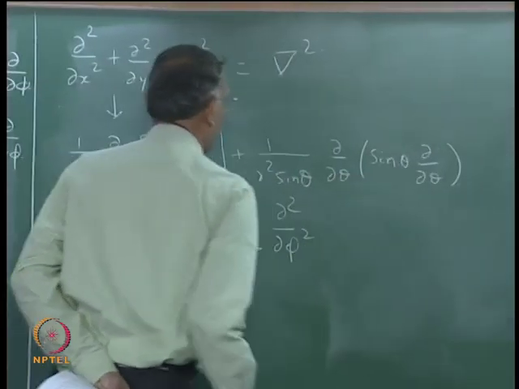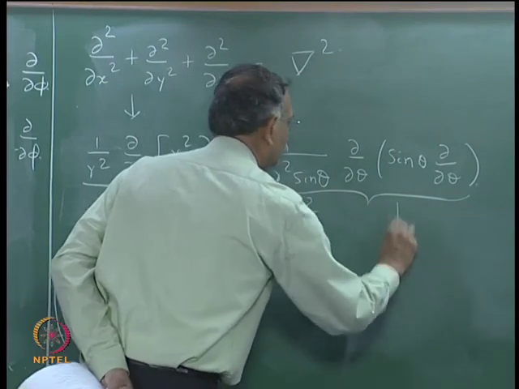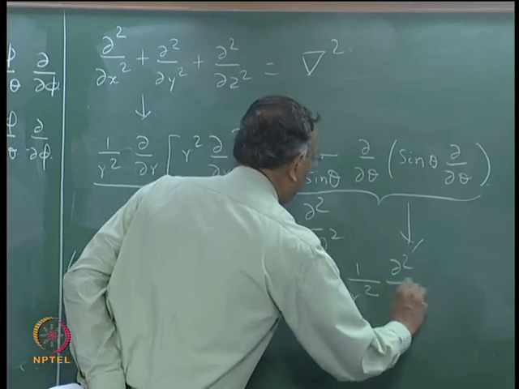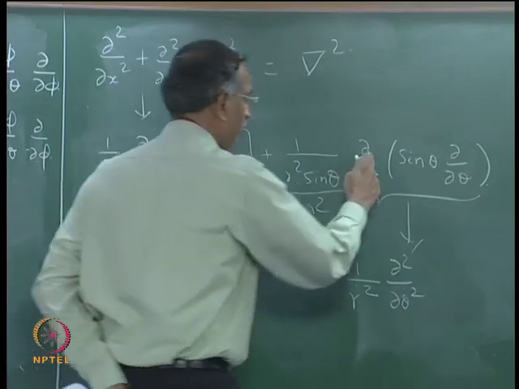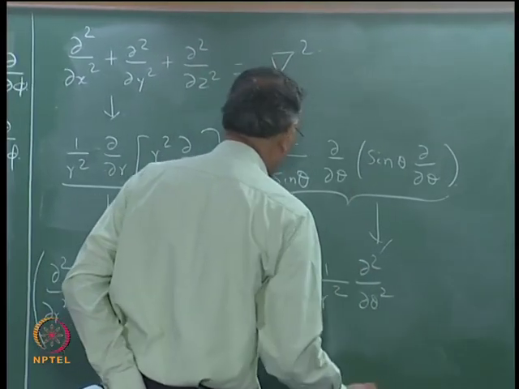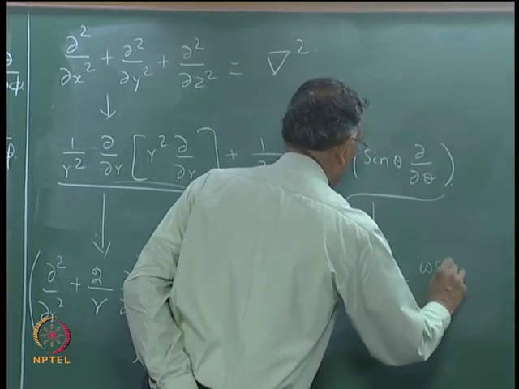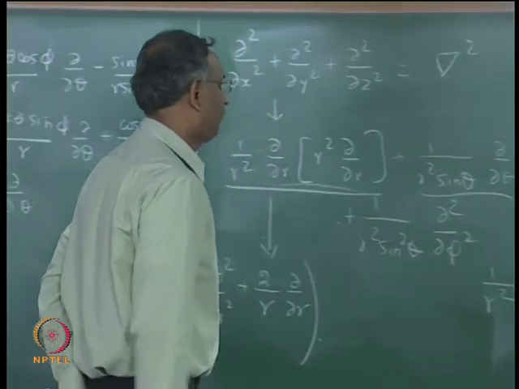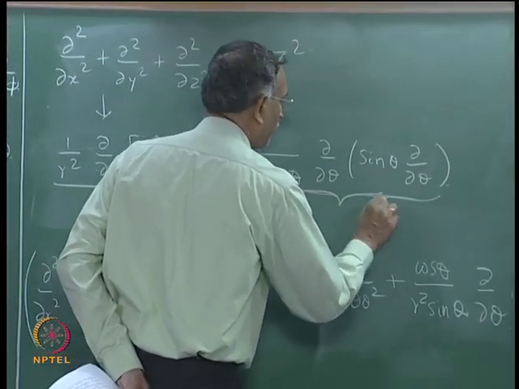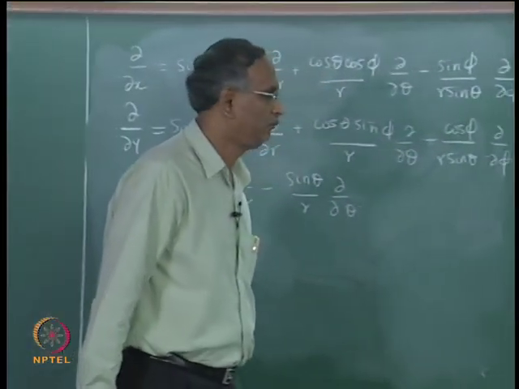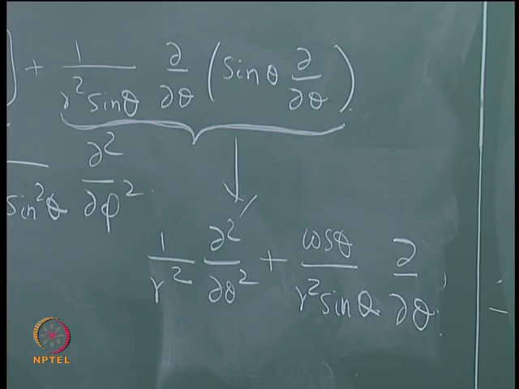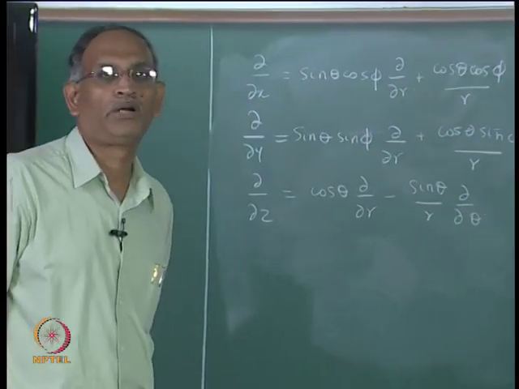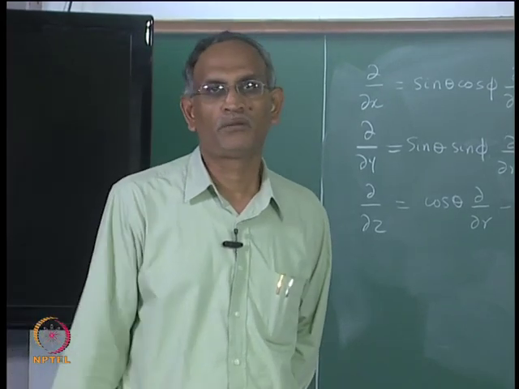And likewise here, if you are looking at this term, the analogy is 1 by r square dou square by dou theta squared, sin theta will cancel, or when the sin theta is acted upon by the derivative, you get cos theta by r square sin theta dou by dou theta. Okay. That is the analogy, that is the exact form which is written in a compact notation by mathematicians many, many years ago, and it is used in quantum mechanics. Okay. So, these are the derivative forms for the polar coordinates when you convert them from the Cartesian form.